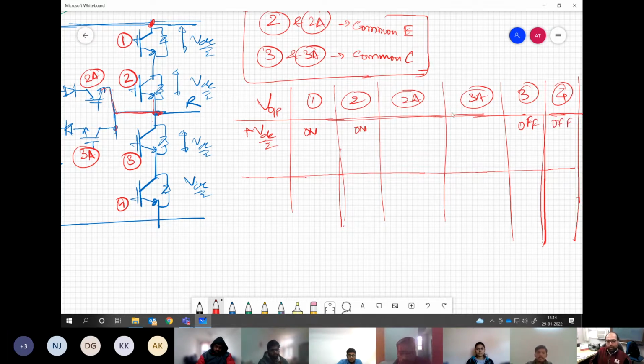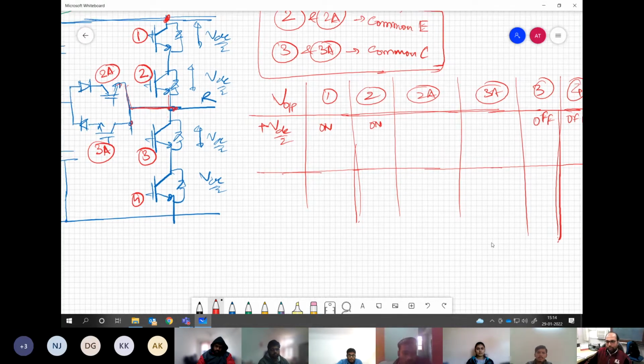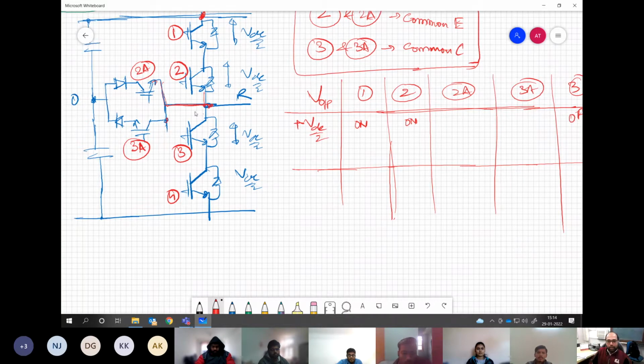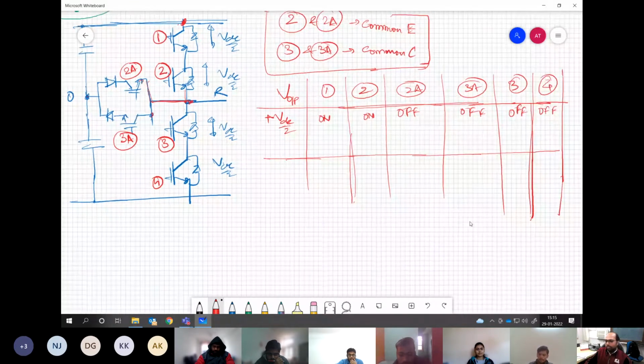Now what about 2 and 3A? Again, you can only connect one voltage level at a time, right? You are connecting here, so you cannot connect to this point. So this also must be off. Correct, right? Yes, sir. Obviously, we are connecting with one voltage level, so in between we cannot connect anything else.